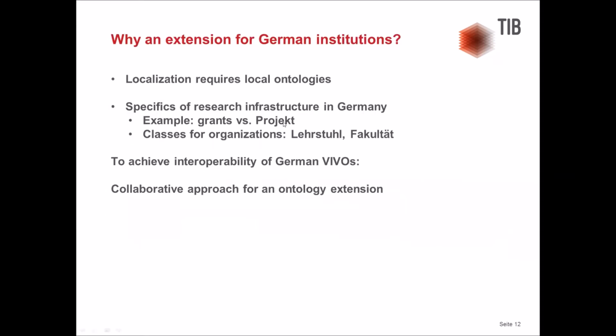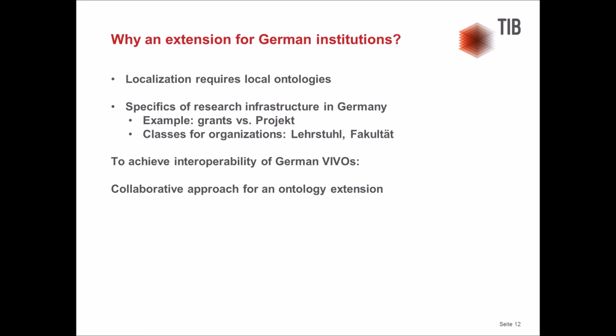So why an extension for German institutions at all? We know that localization requires local ontologies. We have some examples for this. For example, we have an ongoing discussion since years about how to deal with the English term grant. We don't have such a thing here in Germany. We have grants, we have fundings, but we always talk about projects. And in VIVO, a grant is a very central, fundamental concept.